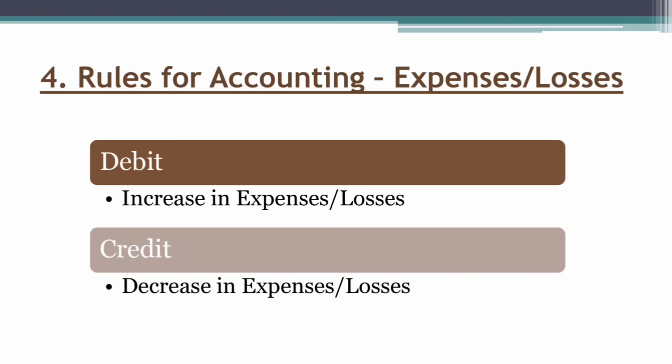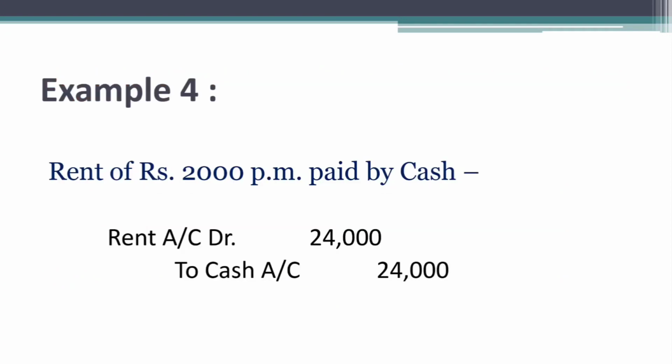Next is the accounting for expenses or losses. The modern approach says debit an increase in expense and credit a decrease in expense. Let's understand this with the help of an example. Rent of Rs 2,000 per month paid by cash. In this case, rent is an expense for the company, so we debit the rent account with Rs 24,000. But do you know why 24,000? Yes, this is because 2,000 per month multiplied by number of months, that is 12.